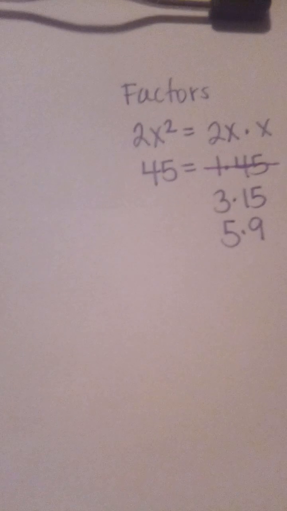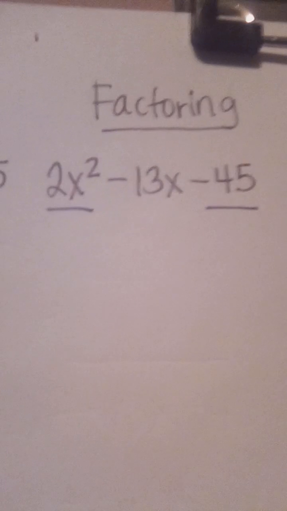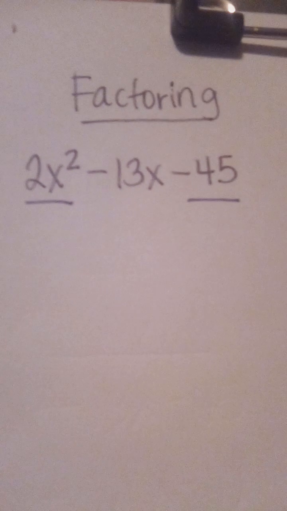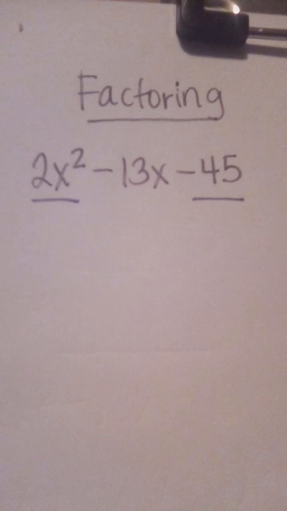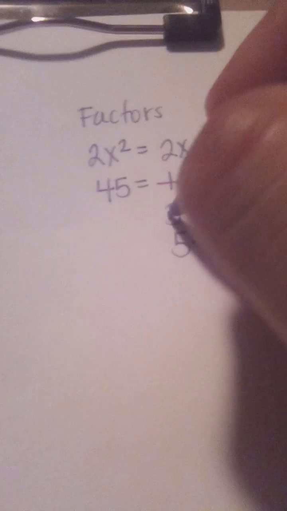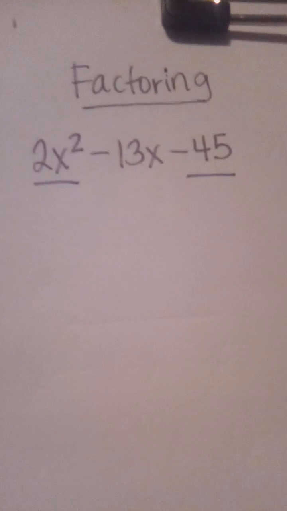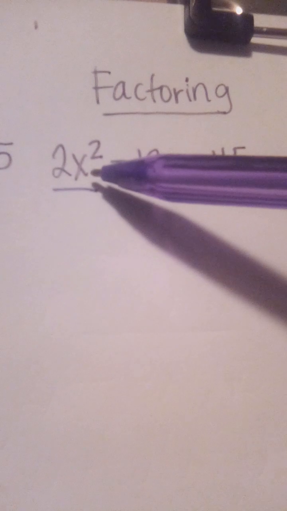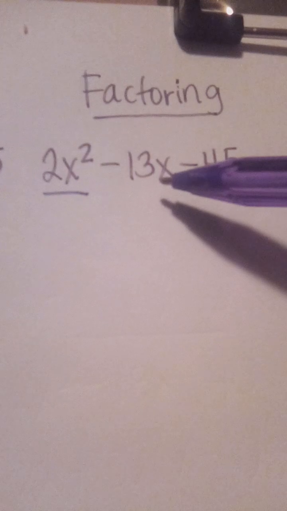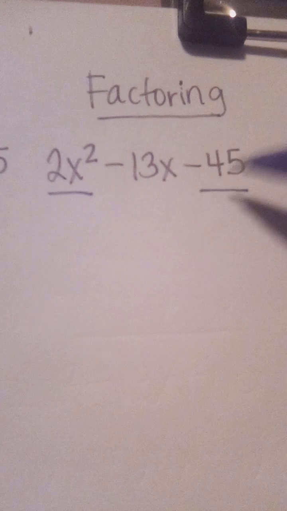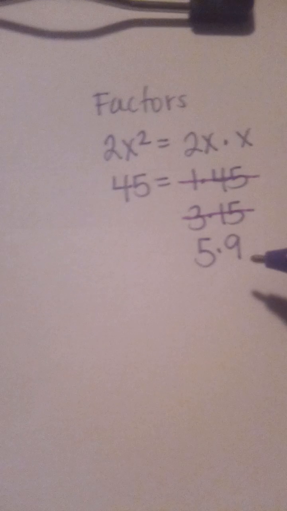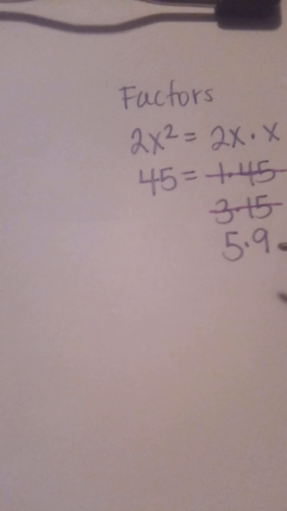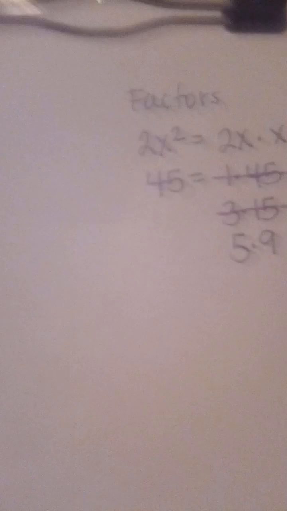And then 3 times 15. Wait, let me think before I do that. No, that's correct. 3 times 15 will get ruled out, because once you use 3 times 15, the first term will be bigger, and the middle term, no. So this one would not work. So we have 2x times x and 5 times 9 as our preliminary factors.